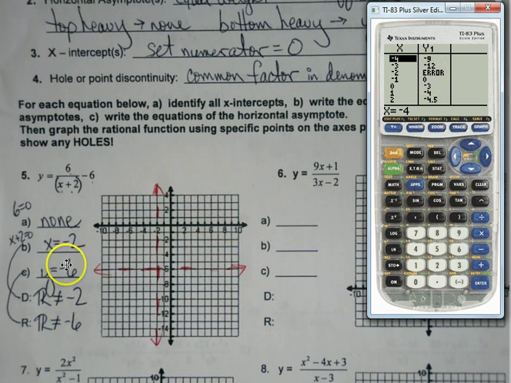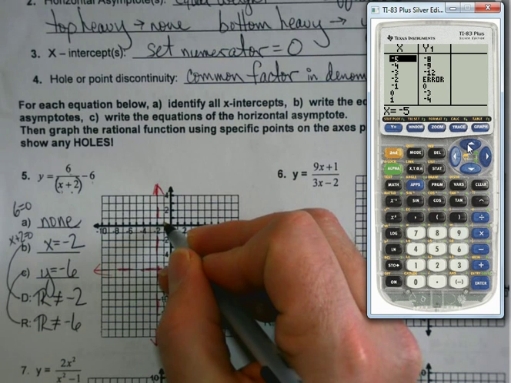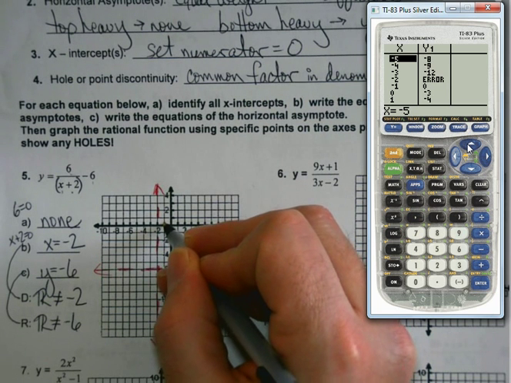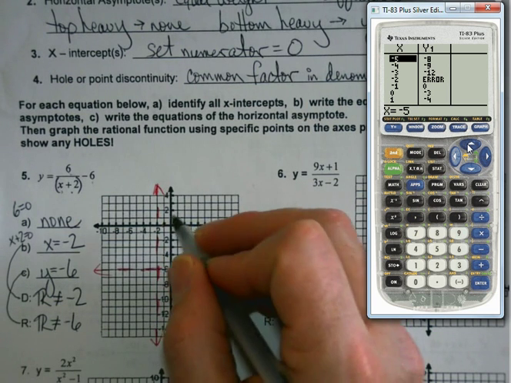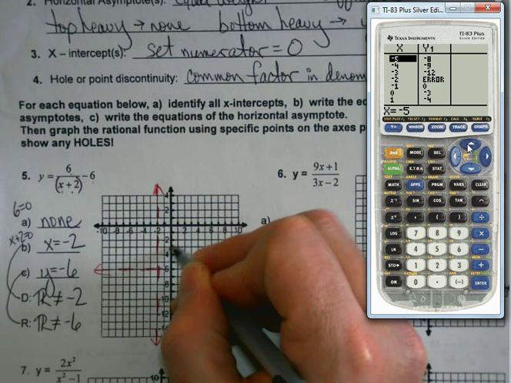There's my error where my vertical asymptote is. That's good news. And then basically, I'm just going to take some of these values on each side. So like -1, at 0, 0, I'm at -3.